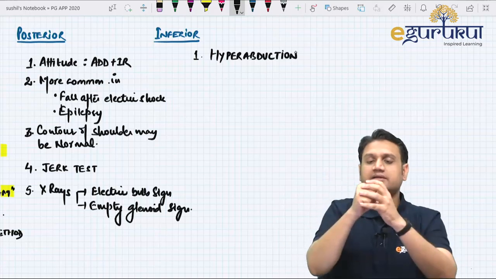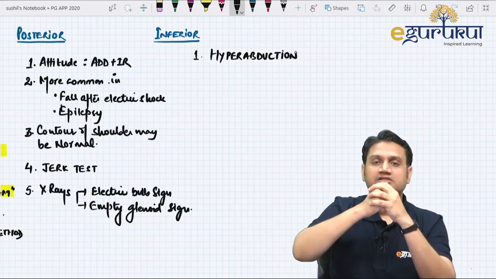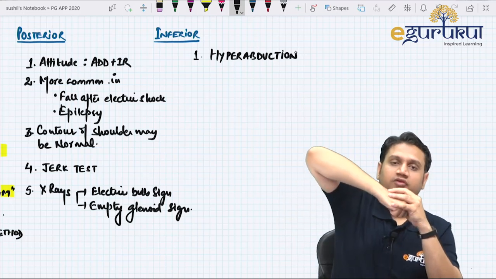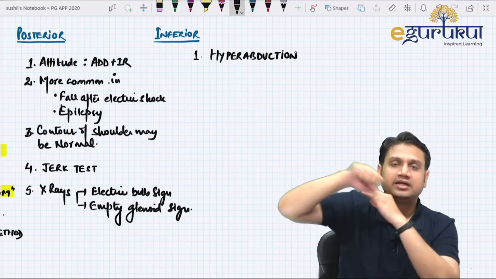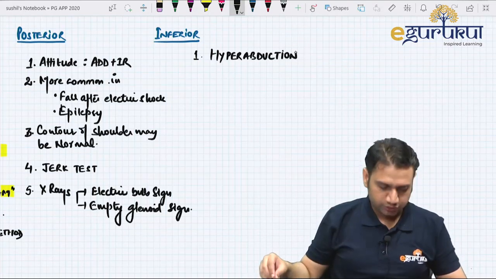What will happen? The head of humerus, which was supposed to be articulating here with the glenoid, what will happen? Abduction, abduction, abduction, and more of abduction, and the head slips down here, right? So hyperabduction is the force to produce the inferior dislocation of the shoulder.